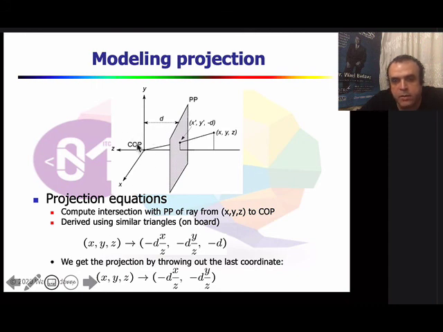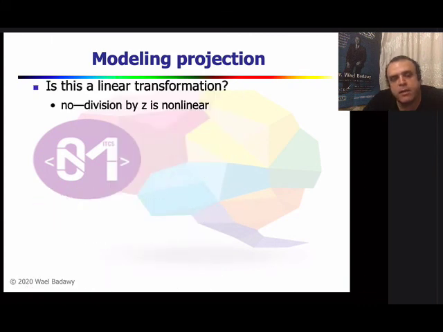In this case, I will say any point XYZ in front of the planar will be equivalent to minus dx over z, comma, minus dy over z, which basically is the ratio between xy and z away from d. So the question is, is this a linear transformation? The answer is no, because I basically have a division.